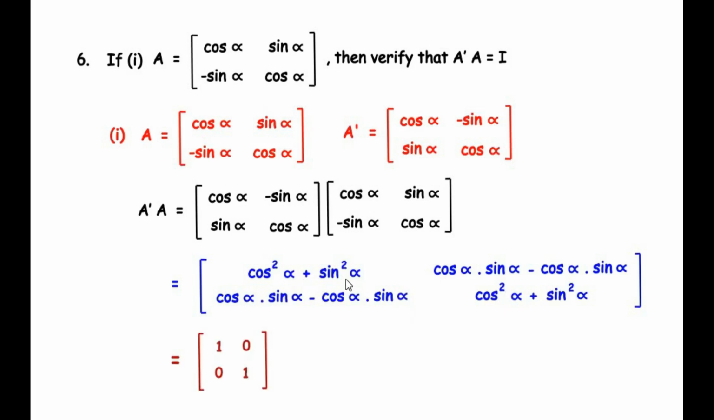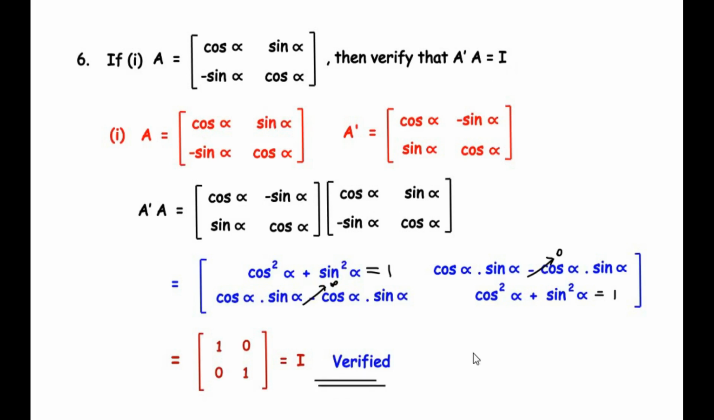So cos square alpha plus sin square alpha is a trigonometric identity which is equal to 1. So in place of the first element we have replaced 1. Now cos alpha sin alpha minus cos alpha sin alpha will go down to 0. They will add up to 0. Now the third element also will add up to give us 0, because they are the same elements but with opposite signs. And finally we get the last element, that is cos square alpha plus sin square alpha, again as equal to 1. So the matrix simplifies as 1 0 0 1, and this is going to be the identity matrix of the order 2 by 2. So here we have verified that A transpose times A is equal to identity matrix.